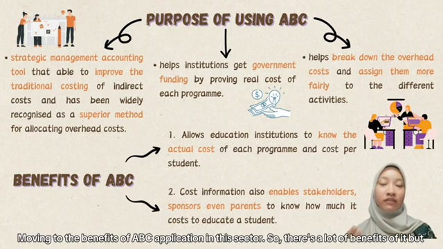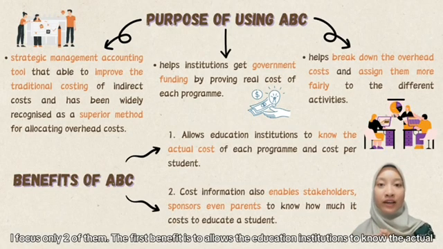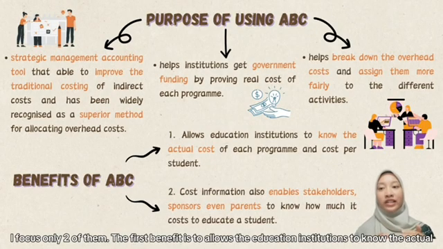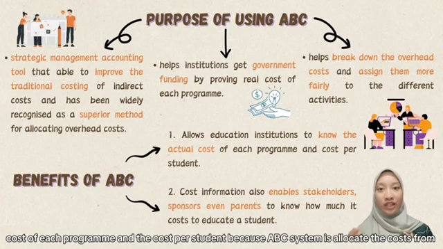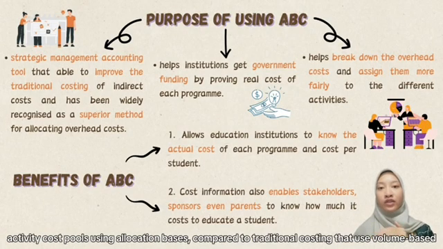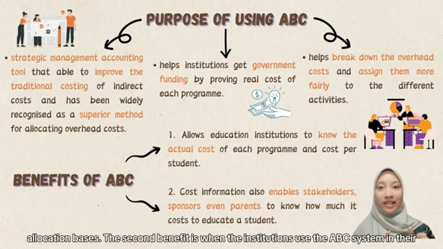Moving to the benefits of ABC application in this sector. There are a lot of benefits, but I focus only on two of them. The first benefit is to allow the education institution to know the actual cost of each program and the cost per student, because the ABC system allocates the cost from activity cost pools using allocation bases, compared to traditional costing that uses a volume-based allocation basis.